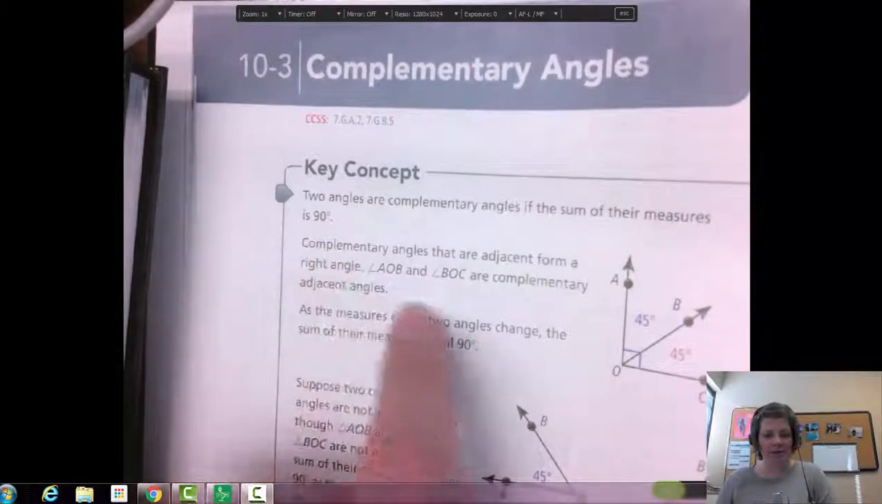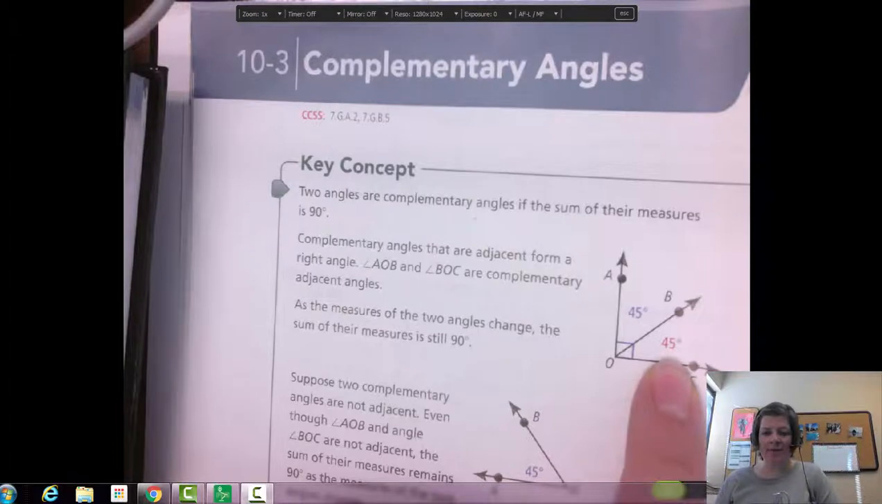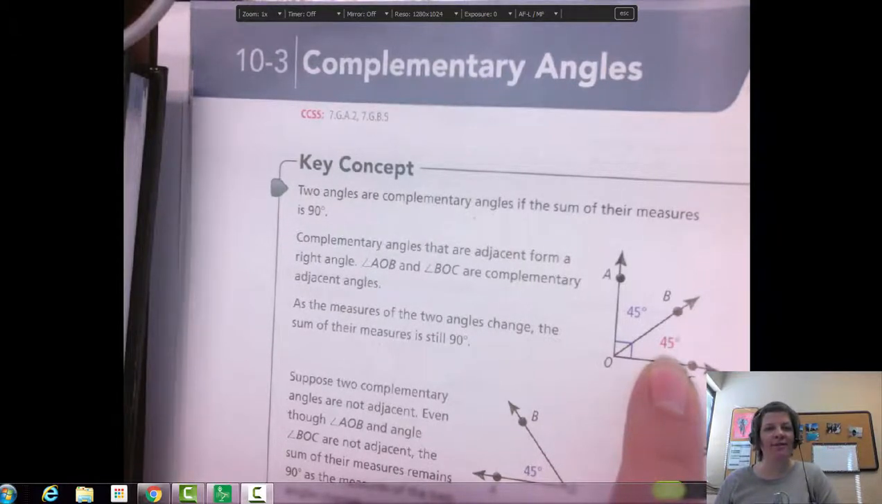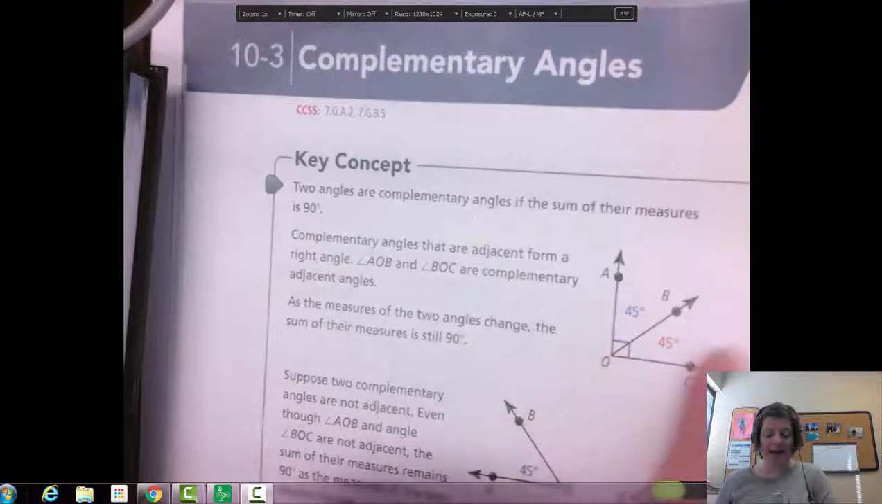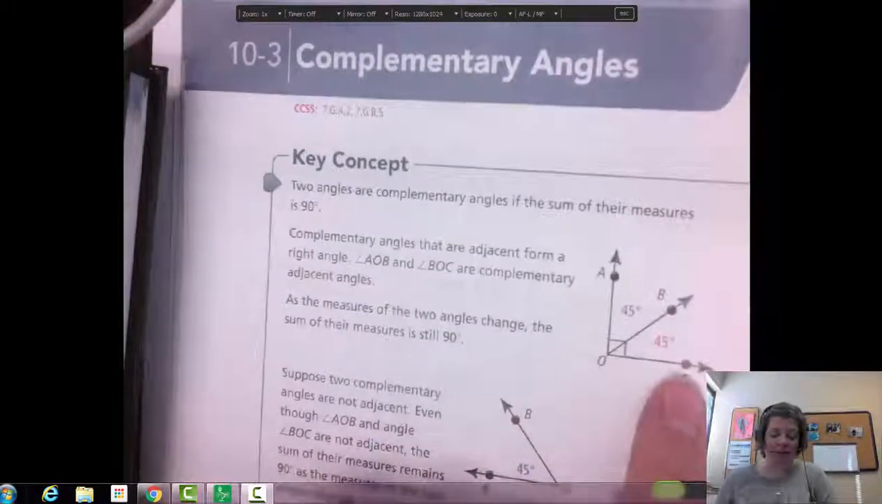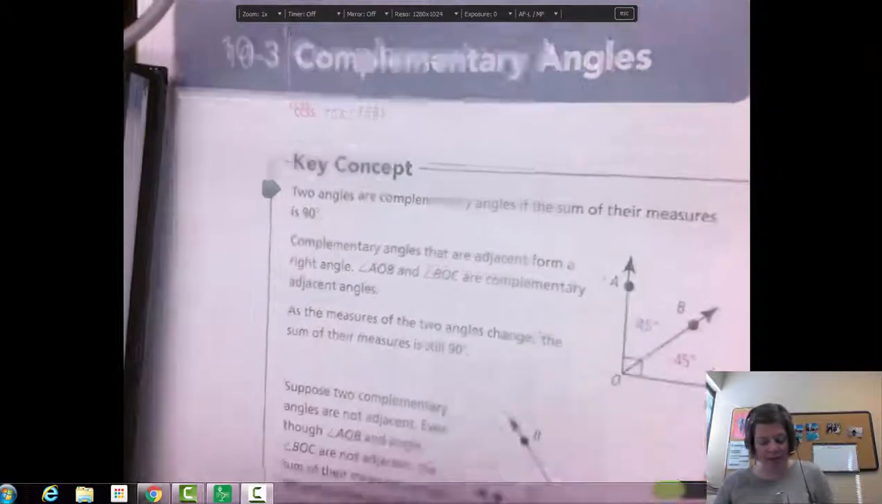Okay, so here's an example. I have two angles, 45 and 45. What does 45 plus 45 equal? 90. So they added to 90, and this is complementary. How would I state that? Angle AOB and angle BOC are complementary.